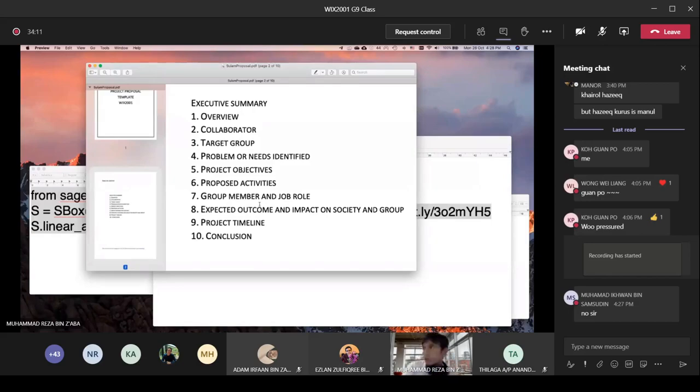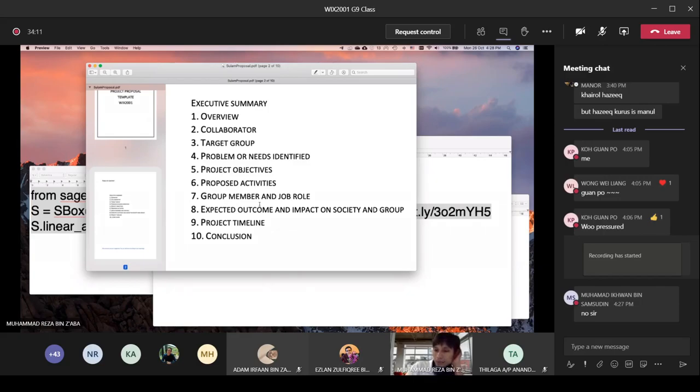So an overview, collaborator, who are the party that you are engaging with, the target group. For example, if you are collaborating with the school, the target group would be school kids. The problems or needs that have been identified by you discussing with the collaborator, okay? And it is a problem or needs by the target group or the collaborator.